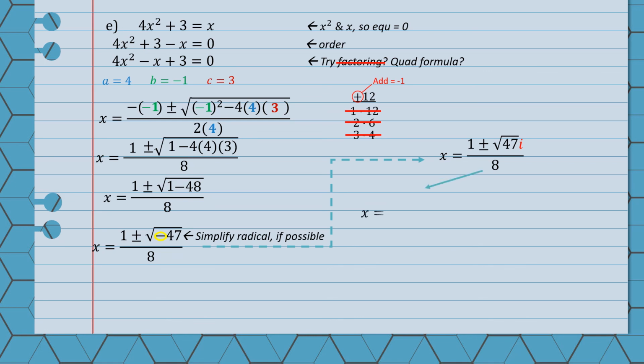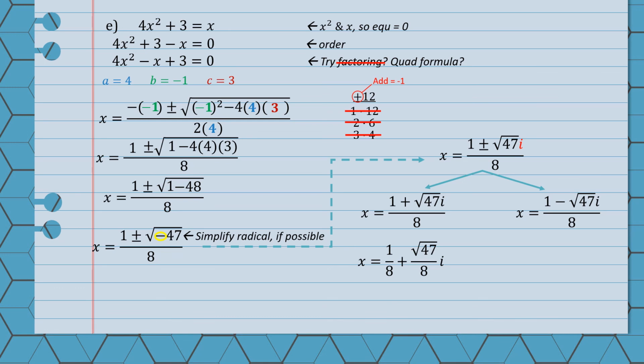For our plus version, we would have 1 plus the square root of 47i all over 8. The minus version would be x equals 1 minus square root 47i all over 8. Now notice in the numerators, 1 plus square root 47i, those are not like terms, so we must separate them and write it as x equals 1/8 plus square root 47 over 8i. And neither of these values can simplify, so that will be your first solution.